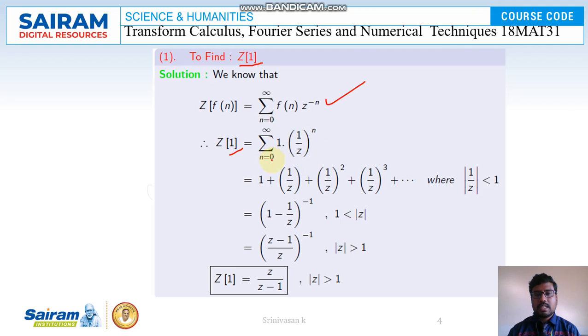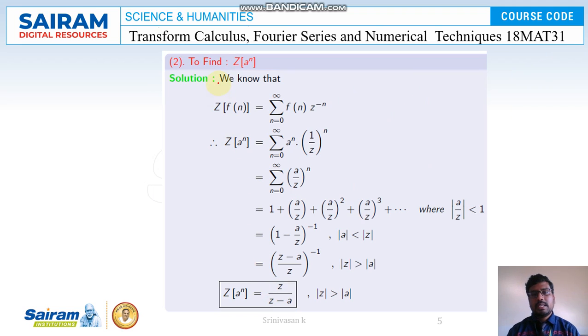Now substitute n equal to 0, n equal to 1, n equal to 2, and we get this series. This is nothing but (1 - x)^(-1), which is 1 + x + x^2 + x^3 and so on. Clearly here x equals 1 by z. So (1 - 1/z)^(-1), then by cross multiplication we get (z - 1)/z to the power minus 1. Taking the reciprocal, we get z divided by z minus 1. So the Z transform of 1 is z divided by z minus 1. If you apply the Z transform to the given function, we get the solution z divided by z minus 1.